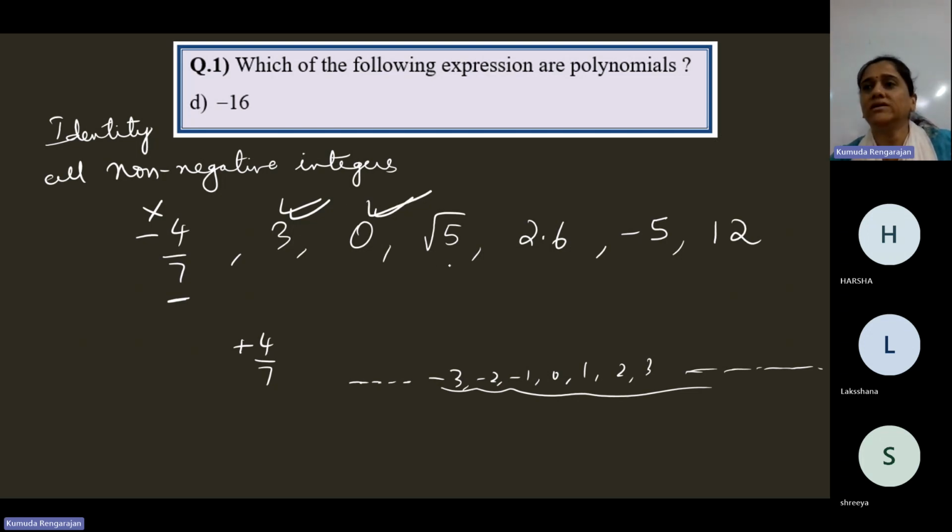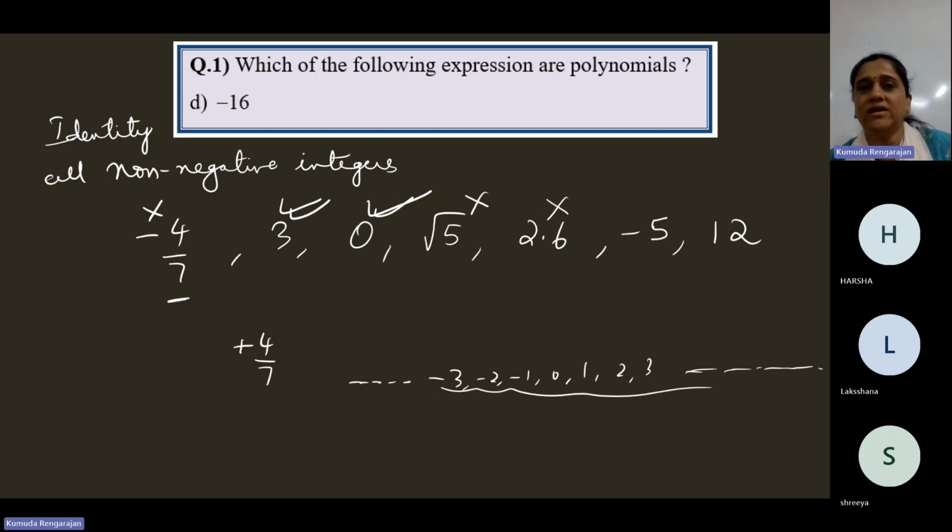What about root 5? Root 5 is not an integer. It's positive, but it's not an integer. It should satisfy both the conditions: it should be an integer, and it should be non-negative. 2.6, Rahul? No, because it's not an integer. It's positive, but it's not an integer.